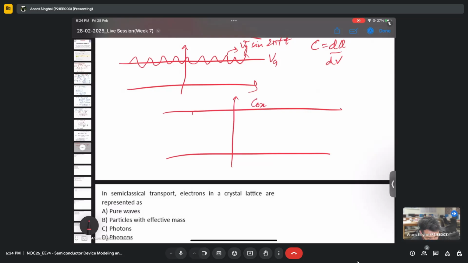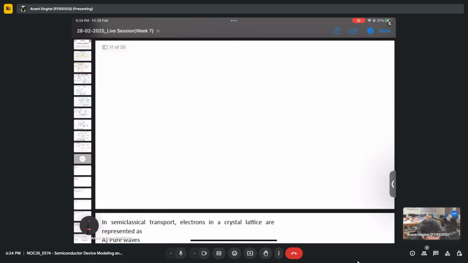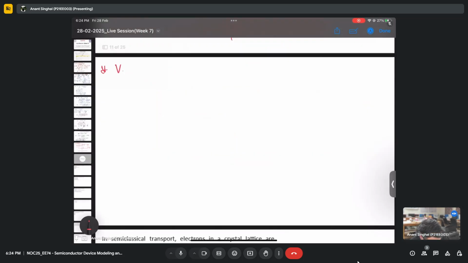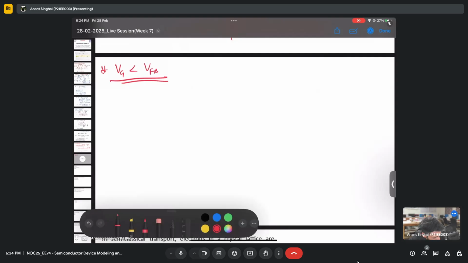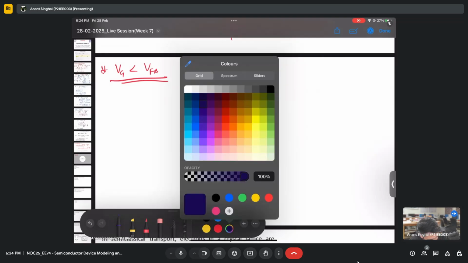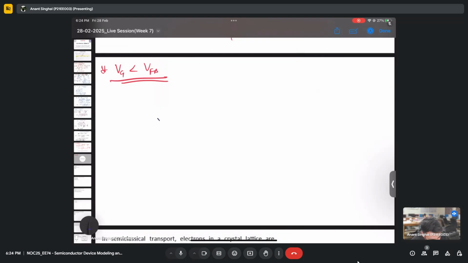If you remember, we started with a constant line for a parallel plate capacitor, the oxide capacitance, epsilon ox by T ox, and then added a semiconductor in between. The first case was accumulation, where the gate voltage is less than the flat band voltage. I hope you remember all this because I'm not going into very much detail.